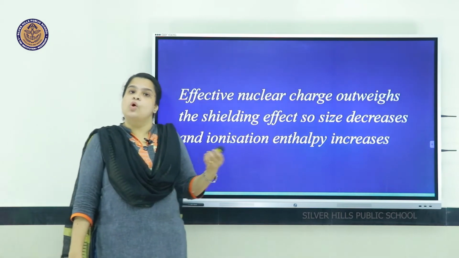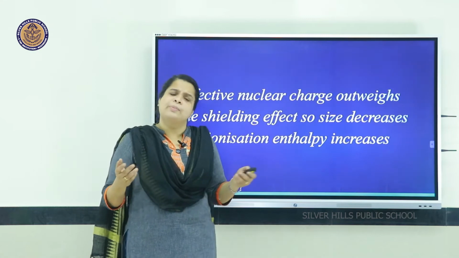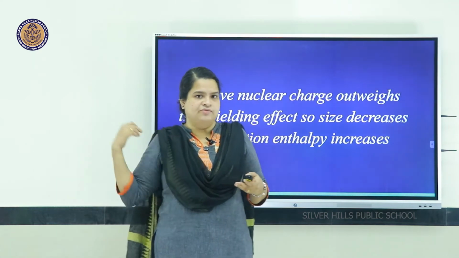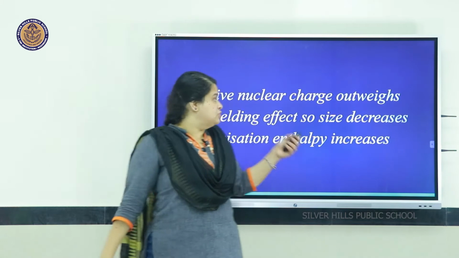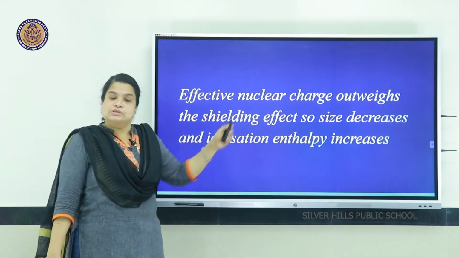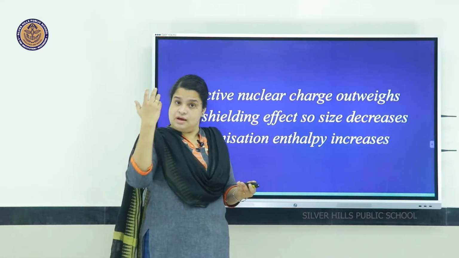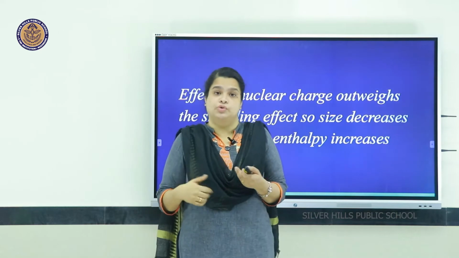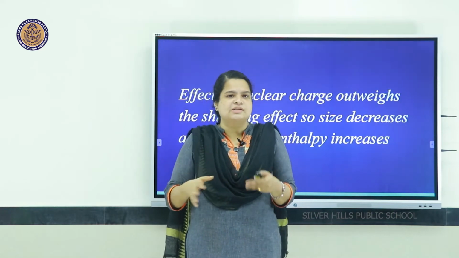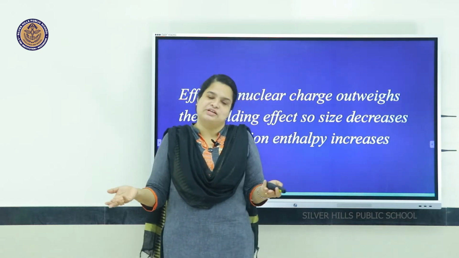Now similarly we will move on to the change in ionization enthalpy down the group. What happens down the group? Along the period we have seen it is increasing, and we said that effective nuclear charge outweighs the shielding effect. So size is decreasing. But what happens in the atomic condition when you consider down the group? It's just the opposite, isn't it? The shielding effect outweighs the effective nuclear charge.